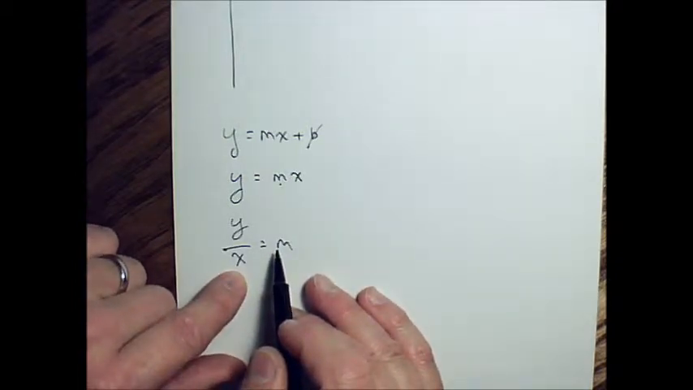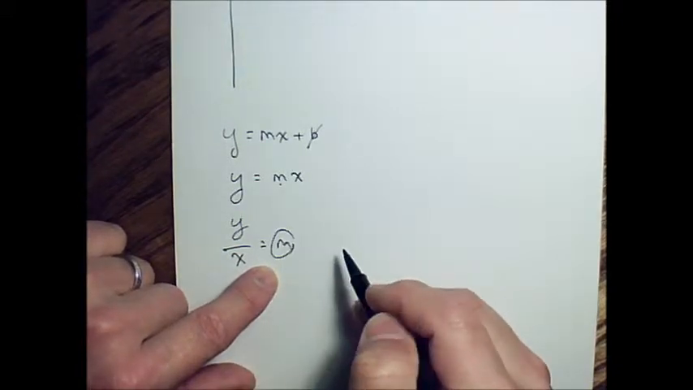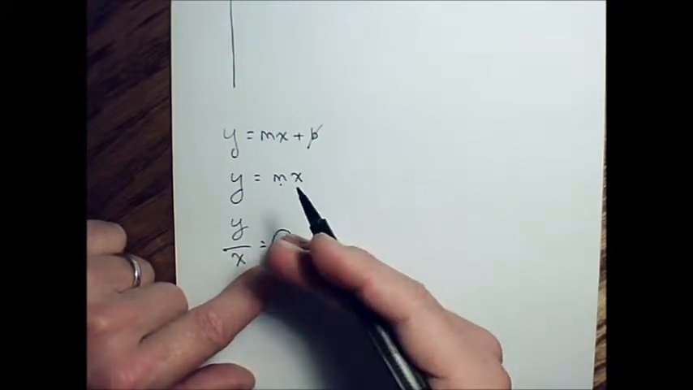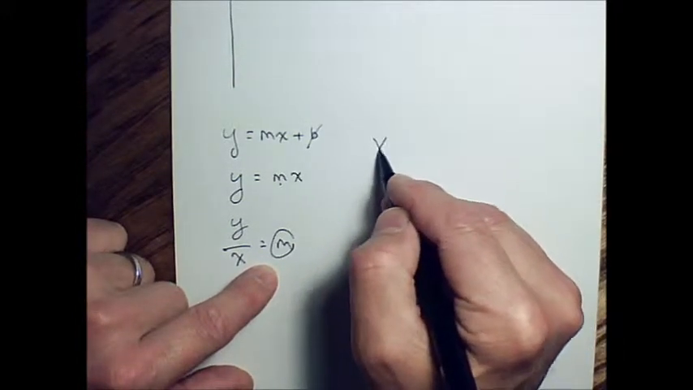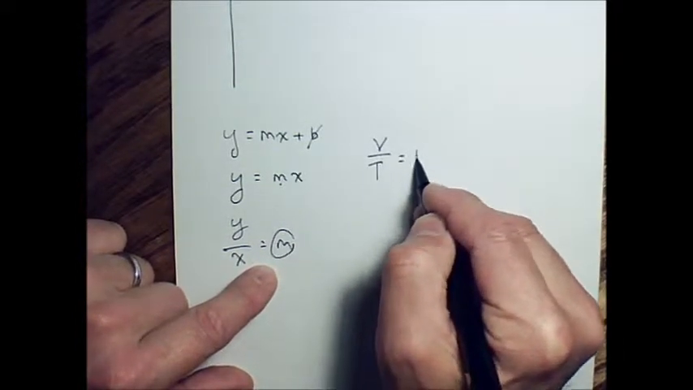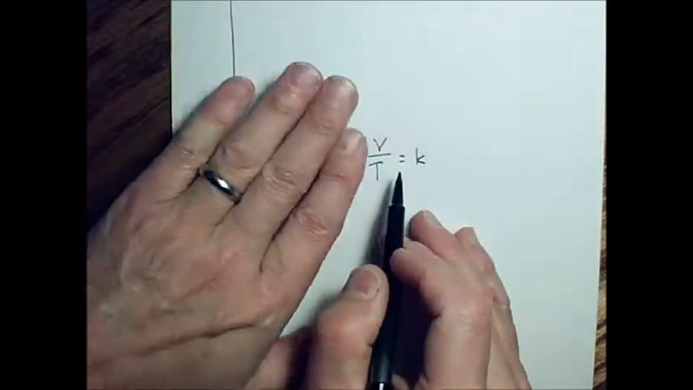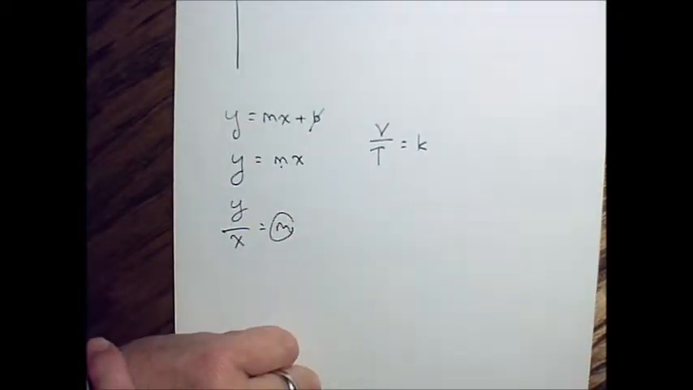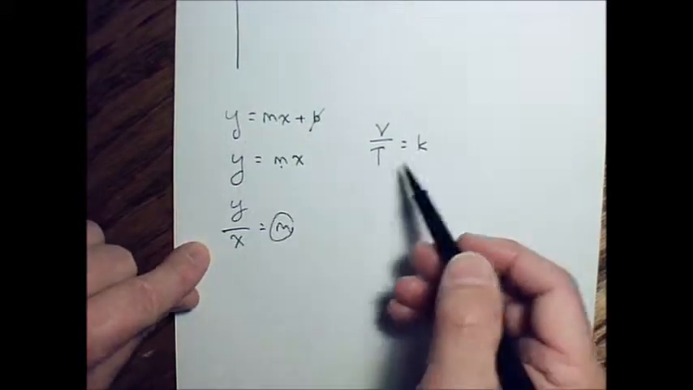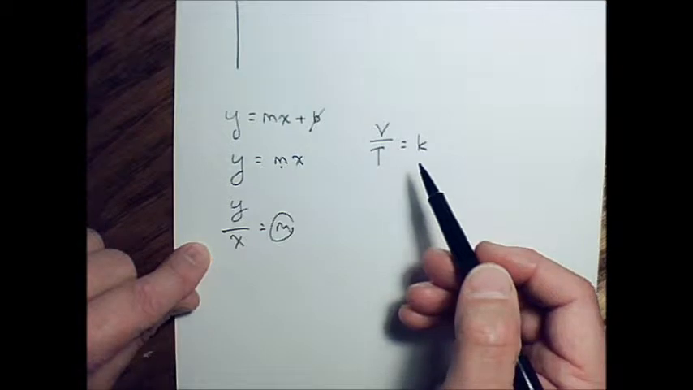There are lots and lots of those. And usually the slope is a constant in a science formula. So let's say volume over temperature equals a constant. That's one of the ideal gas laws. And you need to know that when I see something like that, that should make a straight line. Does that make sense? And here's why. Is anybody lost now? Have I left you in the dust?